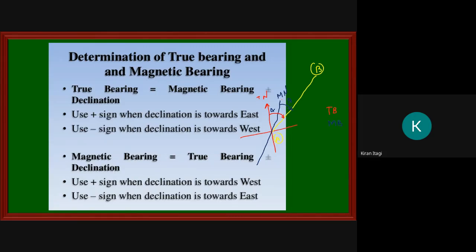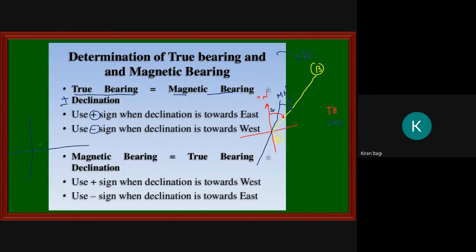See here. True bearing equals magnetic bearing plus or minus declination. So when should we use the plus and when should we use the minus? Use the positive sign when the declination is towards the eastern side. If declination is towards the east side, you should add it. You may say, sir, I will get confused whether I should use plus or minus. So, very simple logic.